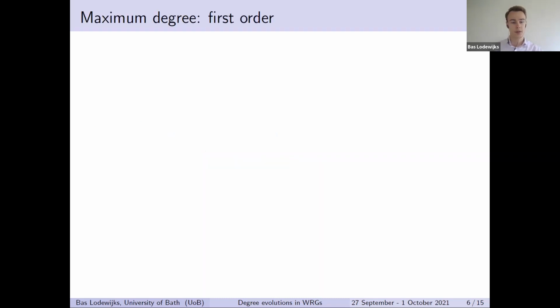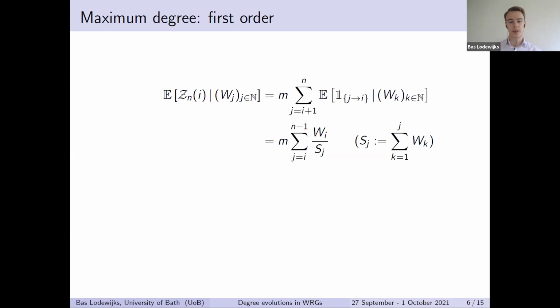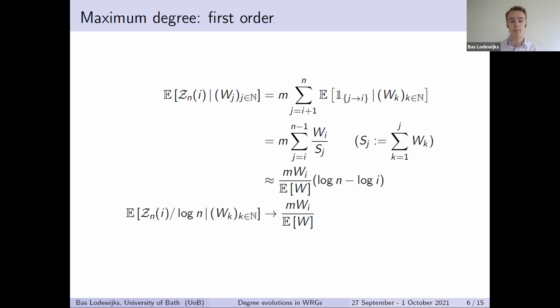Well, let's start by discussing the first order behavior of the maximum degree. Because the in-degree of a vertex i can be written as a sum of indicator random variables, its mean can be expressed as a sum of the connection probabilities. And because of the law of large numbers, when i is sufficiently large, this is roughly equal to m times the weight of vertex i divided by the mean of the weights times log n minus log i. So when i is fixed or not too large, then one can convince themselves that the mean of the in-degree of vertex i divided by log n converges to this quantity, m times the weight of vertex i divided by the mean of the weights.